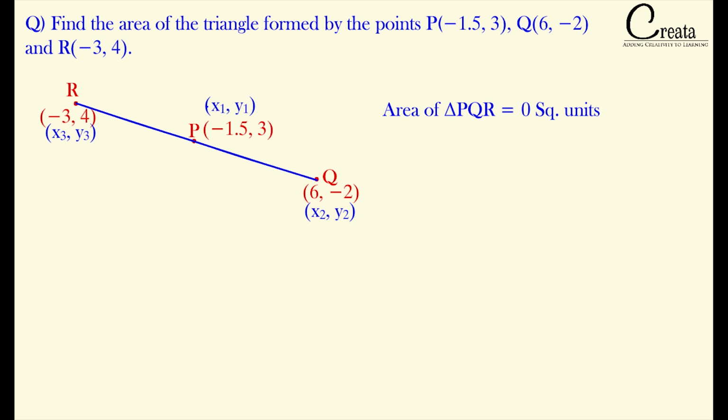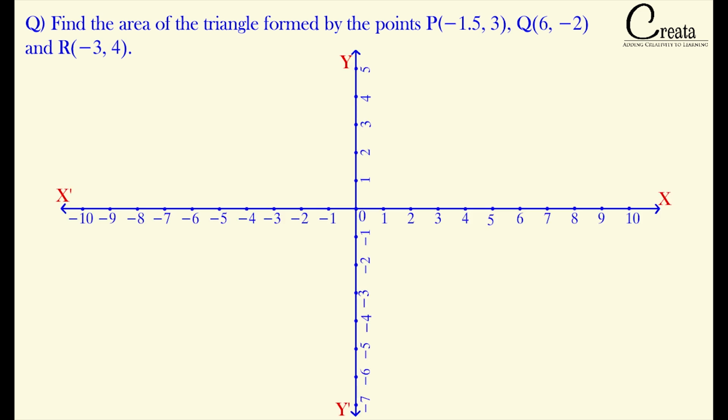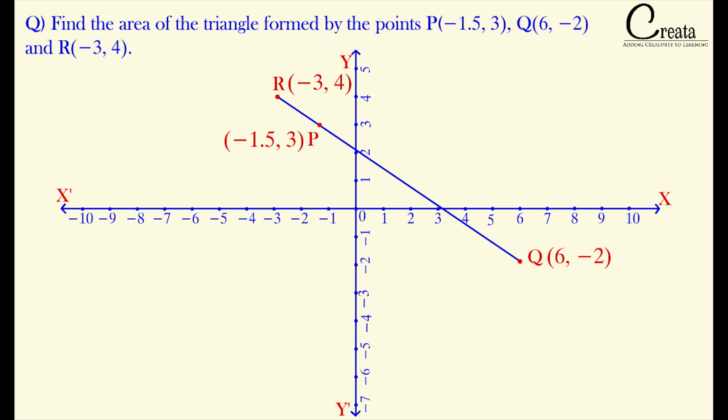Then we will again check with the coordinate system whether these 3 points are collinear or not. Let's take our coordinate system. Let's draw the point P. The x coordinate is -1.5 and the y coordinate is 3. This is point P. Similarly, we will draw the point Q, that is 6, -2. Similarly, our point R, that is -3, 4. Let's try to join all these 3 points. We got that the points P, Q and R are coming on a straight line, that is, these points are collinear points.